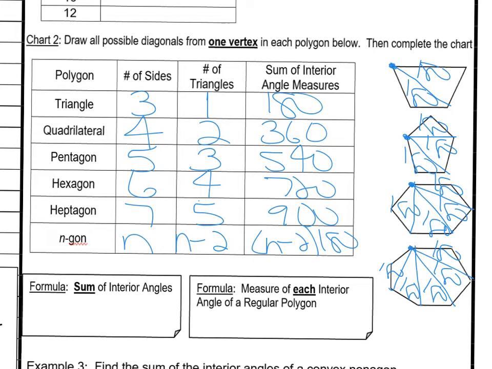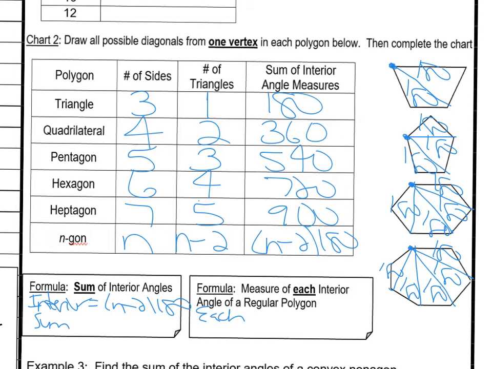So to summarize what we learned, the formula for the sum of the interior angles of a polygon is: interior sum is n minus 2 times 180, where n stands for the number of sides. Now, to find the measure of each interior angle of a regular polygon, if it was a triangle, you do 180 divided by 3. If it's a quadrilateral, you do 360 divided by 4. If it's a pentagon, you do 540 divided by 5. If it's a hexagon, you do 720 divided by 6. If it's a heptagon, you do 900 divided by 7.